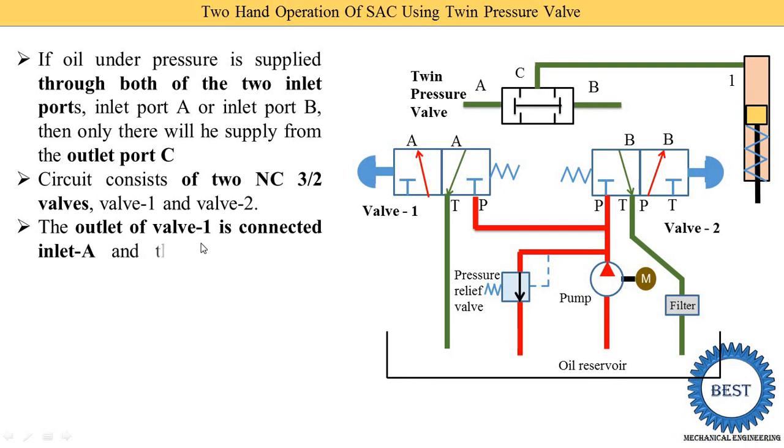Now the outlet of valve 1 is connected to inlet A, meaning inlet port A of the twin pressure valve, and that of valve 2 is connected with inlet B. So here we connect this port A of valve 1 with this A port of the twin pressure valve, and port B of valve 2 is connected with the B port of the twin pressure valve. So this is actually the first position of this hydraulic system.